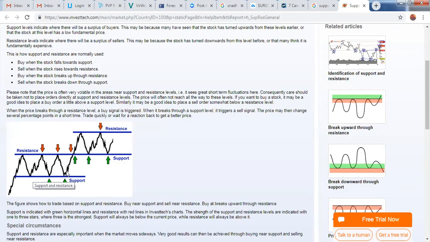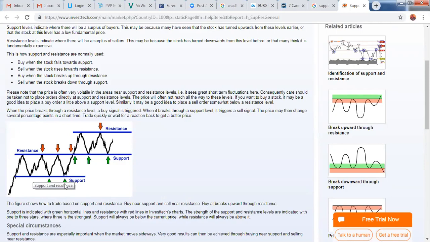But now there is this tendency of resistance to always become support. It means when you leave the ground floor and you walk up to the first floor, the place that was your ceiling before now becomes your support, because your legs are now standing on it.